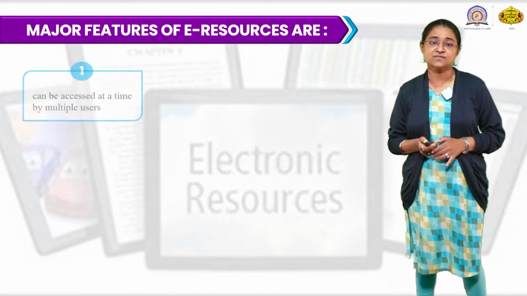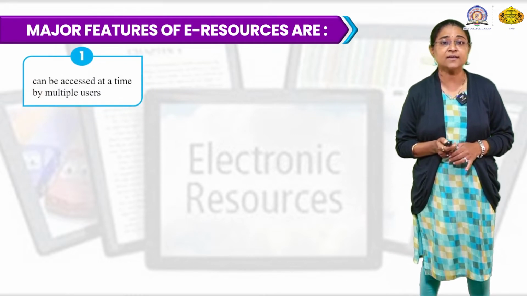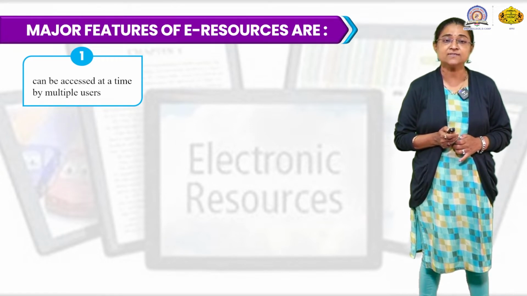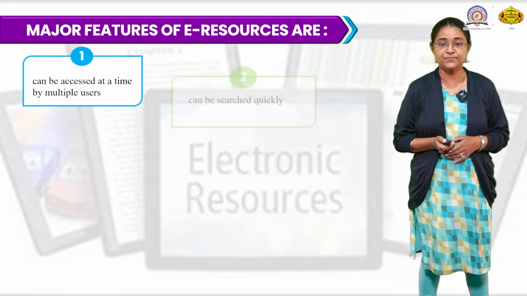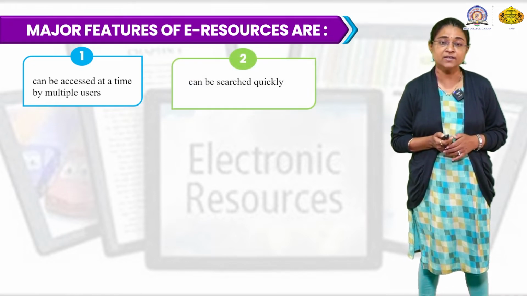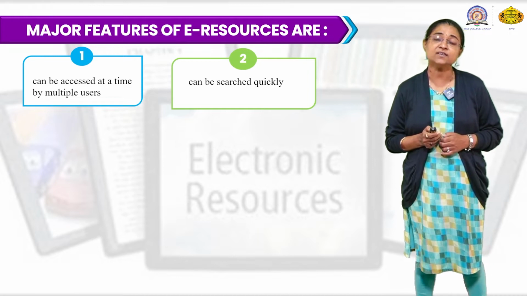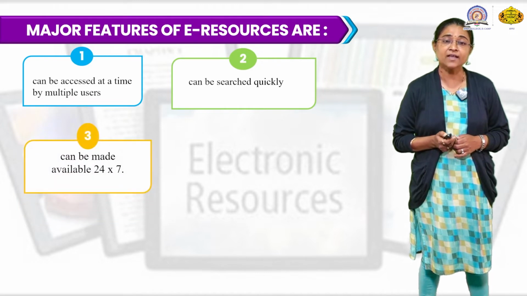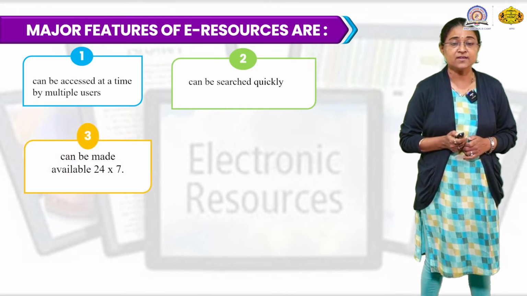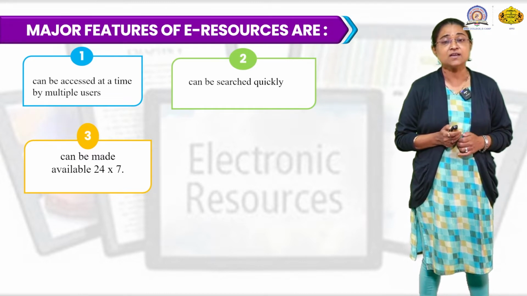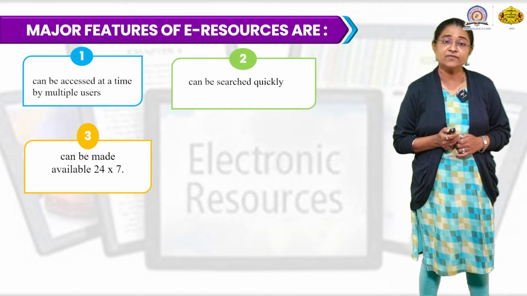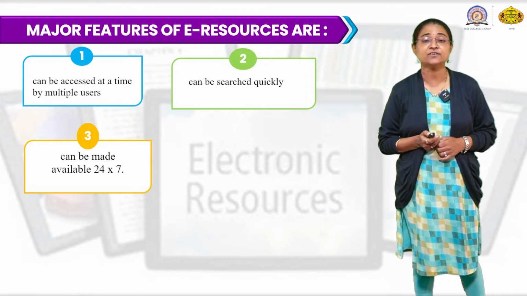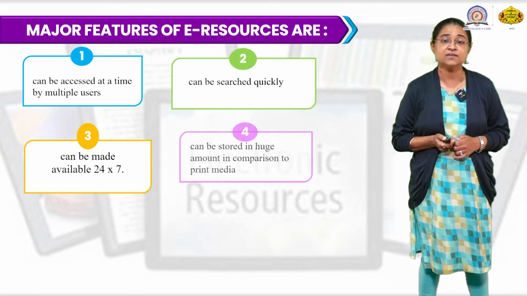Major features of e-resources are they can be accessed at a time by multiple users. So, more than one user can access the e-resources at a time. They can be searched quickly. In comparison to print resources, e-resources can be searched very quickly. They can be made available 24/7. As you know, e-resources are available online, so they are available 24/7 to the users in comparison to the print resources that are kept in the libraries.